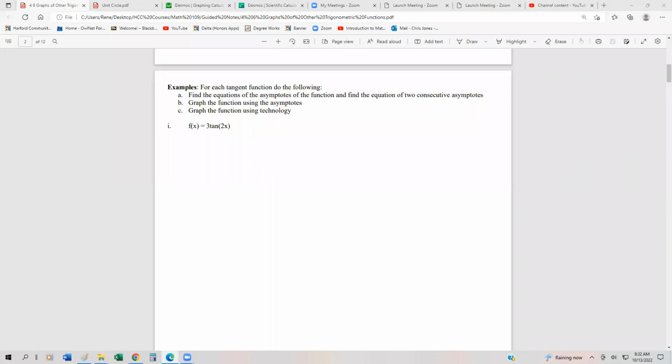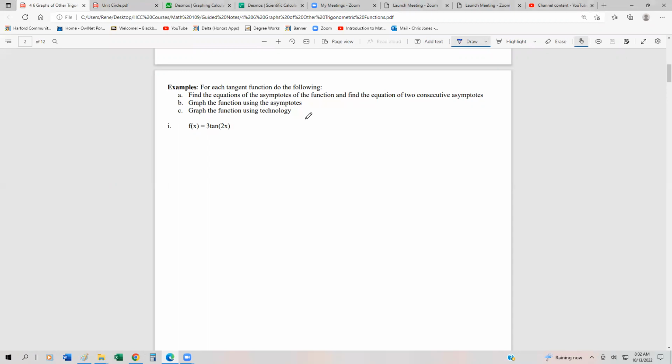In the previous video, we looked at the basic tangent function. So in this video, we're going to take a look at variants of the tangent function. We are going to find the equations of the asymptotes for the given tangent function. And then we are going to find the equations of two consecutive asymptotes. That should help us to graph it. We're going to graph the function using those asymptotes. And then finally, we're going to graph the function using technology.